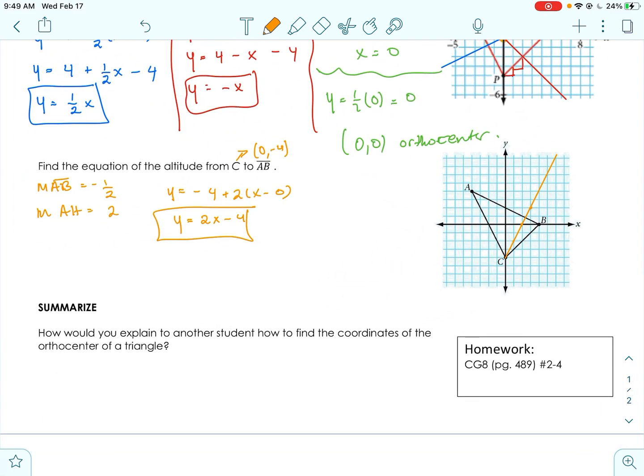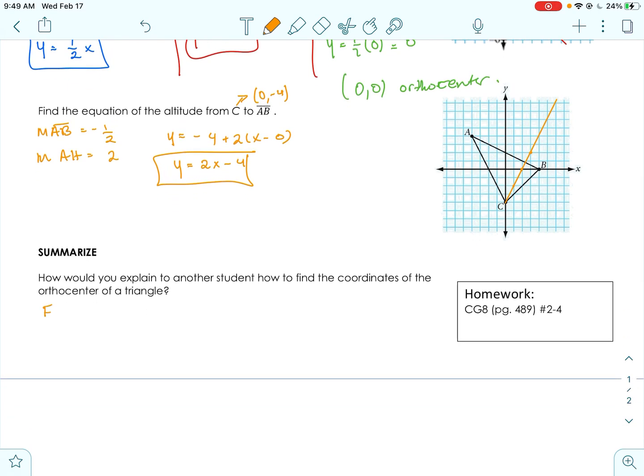So if we wanted to summarize how to explain to another student how to find the coordinates of the orthocenter of a triangle, what we would want to say is, step 1, find the equation for 2 altitudes of the triangle. Then find their point of intersection. And by doing that, you will locate the orthocenter.